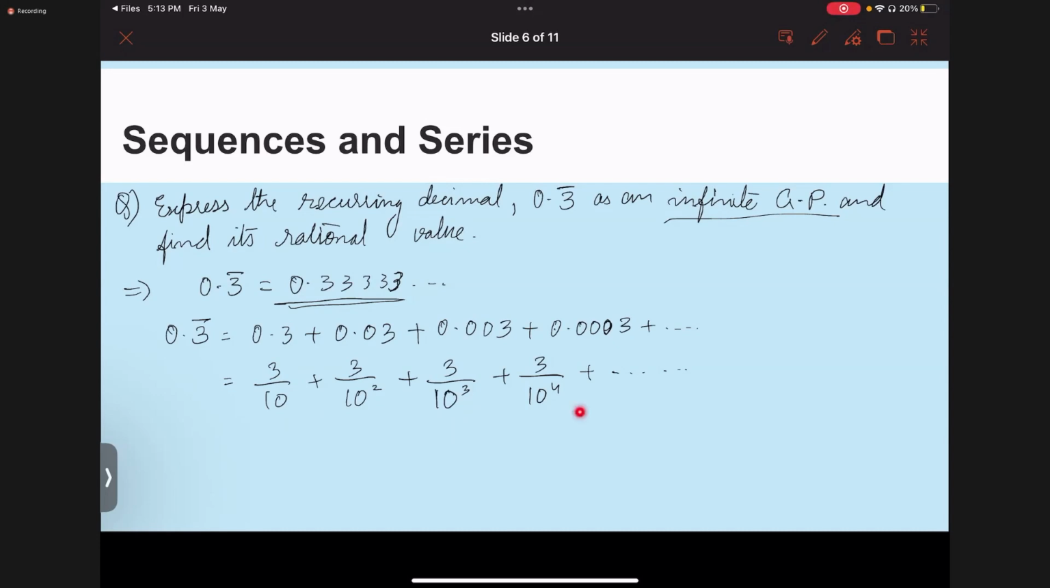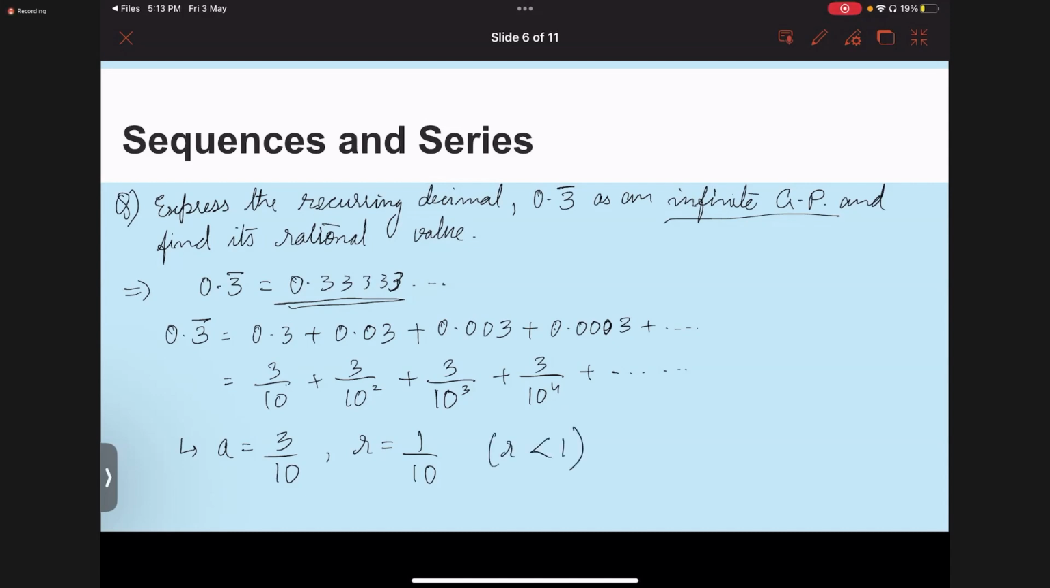Okay, so now you can see that this is actually a series of a geometric progression itself. From here we can see that your A actually becomes 3 by 10, and your common ratio R is 1 by 10, because 3 by 10 multiplied by 1 by 10 again will give you 3 by 10 squared. And we can see that R is less than 1.